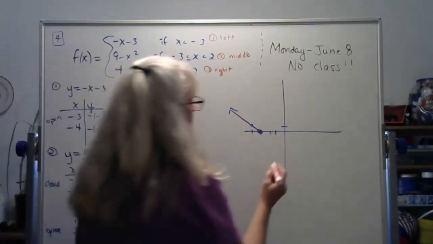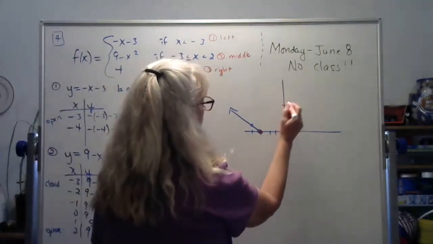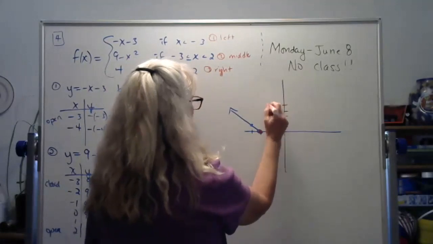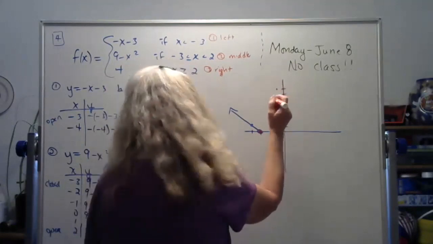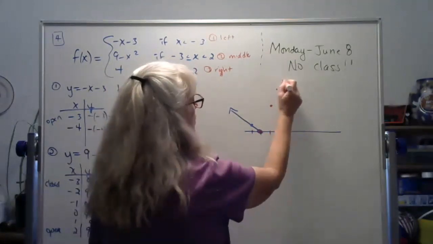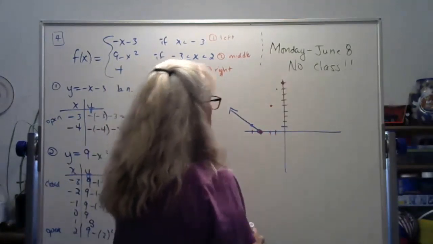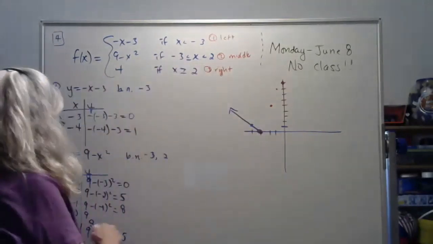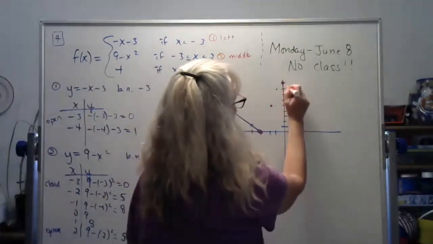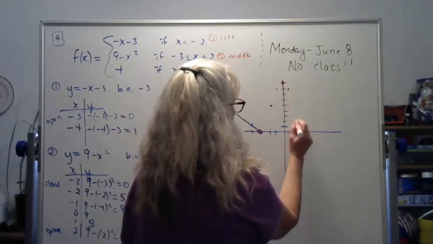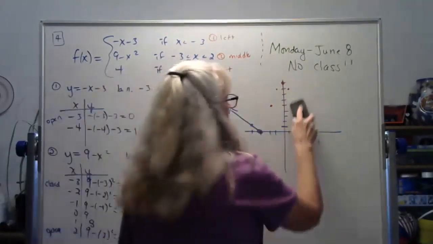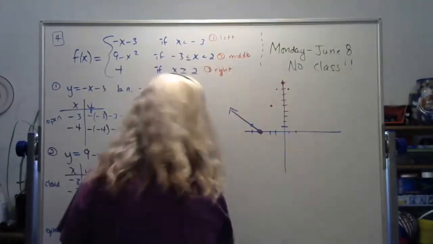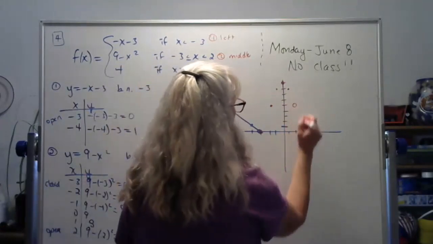At negative 2, we're up at 5. At negative 1, I'm up at 8. And at 0, we're up at 9. Okay, and then at 1, we're back down at 8. And at 2, we're back down at 5. And that needs to be open. So now we're going to put in an open circle at 2, 5.